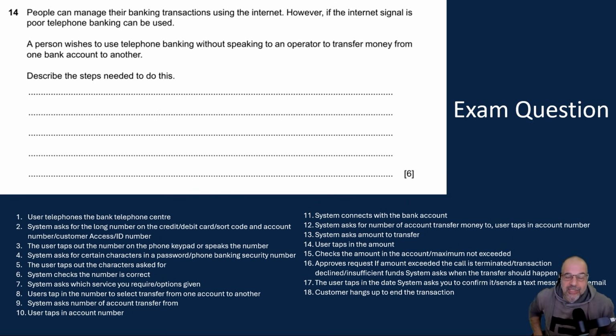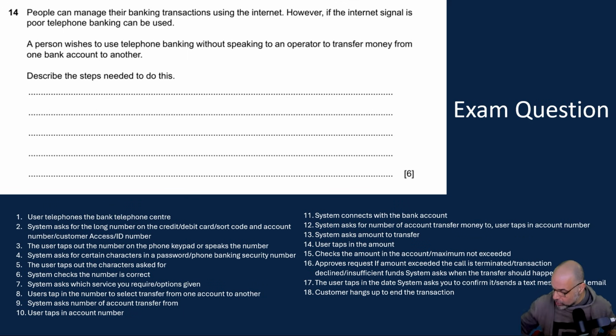So our first question, this is an exam-based question, a past paper question. It says people can manage their banking transactions using the internet. However, if the internet signal is poor, telephone banking can be used. A person wishes to use telephone banking without speaking to an operator to transfer money from one bank account to another. Describe the steps needed to do this.